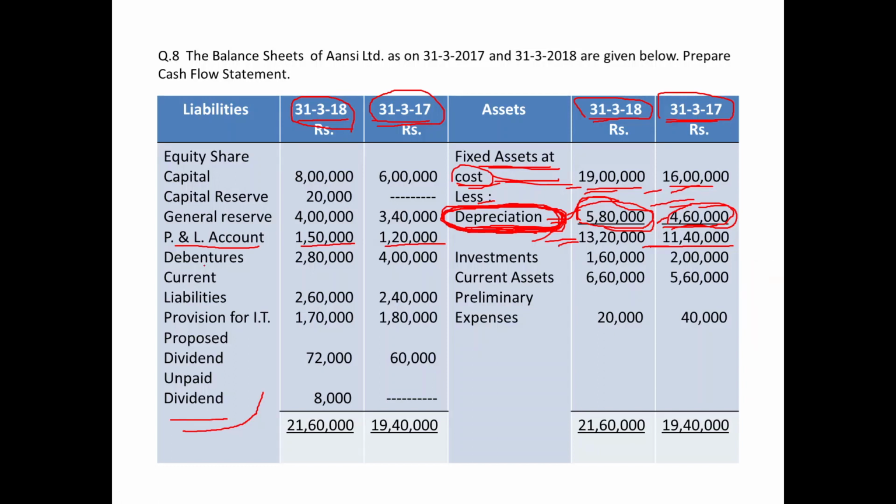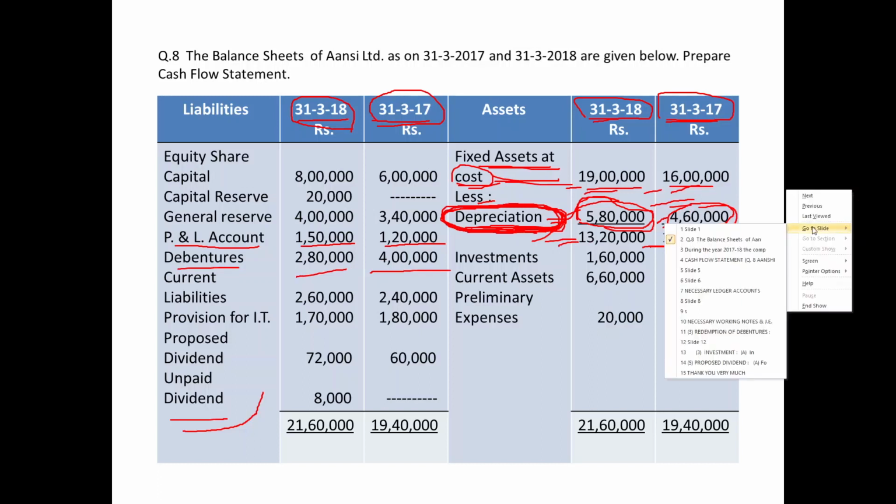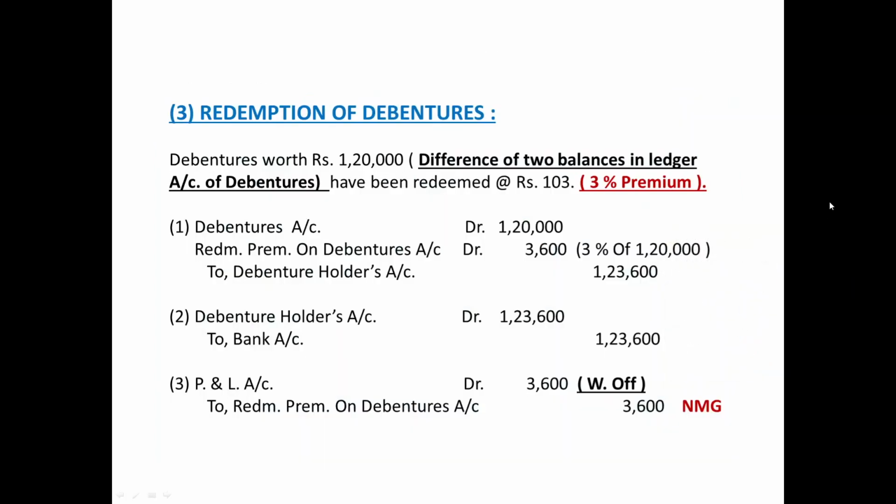Have a look on the liability side. Debentures. Last year 4 lakh, opening balance 4 lakh, closing balance 2 lakh 80,000. It means during the current year, debentures worth rupees 1 lakh 20,000 have been redeemed at 3% premium. 103 means 3% premium. 100 versus 103. So 3 rupees means 3% redemption premium has been given.